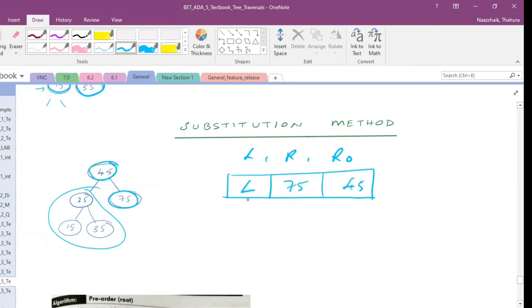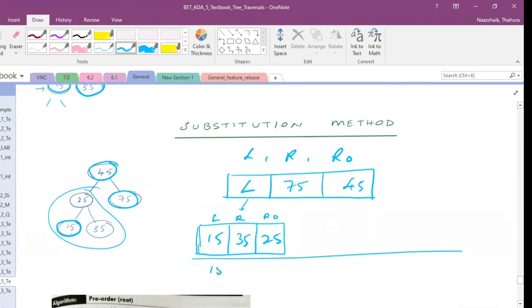So if you further expand this, how do you get? Same thing, left, right, and root. Now it is just one, no further subtree. So I'll directly place the numbers: left, then right, and root, right? So 15, then 35, and finally the root, 25, right? So if you finally expand this, the numbers will look like this.